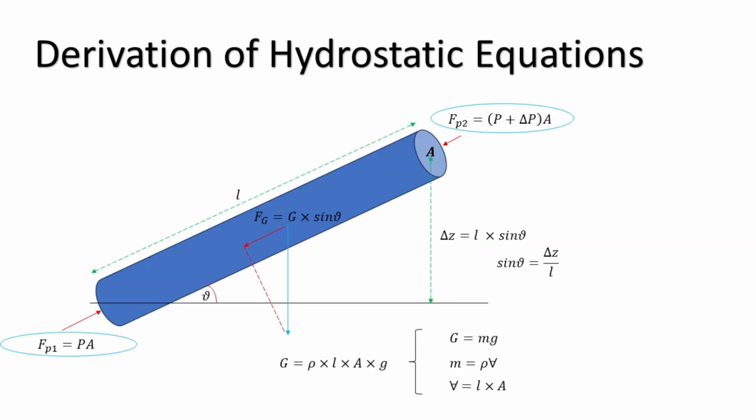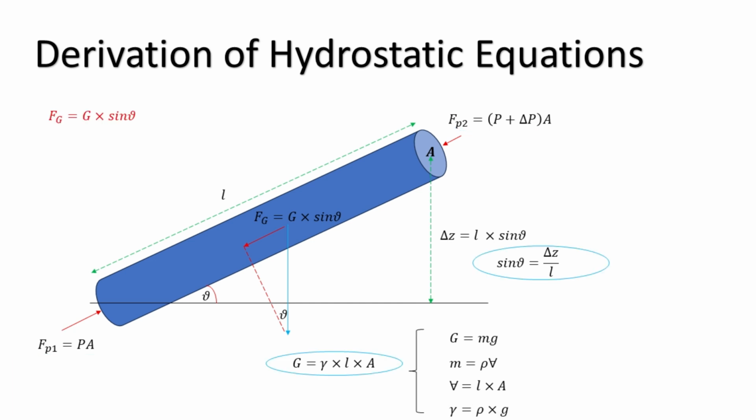The two forces related to hydrostatic pressures can be easily calculated using the hydrostatic pressure P or P plus delta P multiplied by the area A. In this way, we are able to calculate Fp1 and Fp2, respectively. Fp1 equals pressure P times area A, Fp2 equals pressure P plus delta P multiplied by the area A. Now let's focus on the force derived from gravity G.